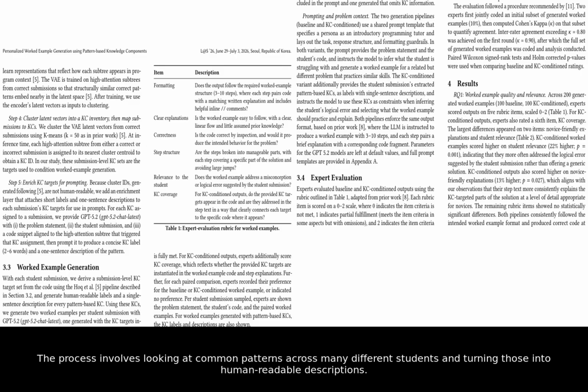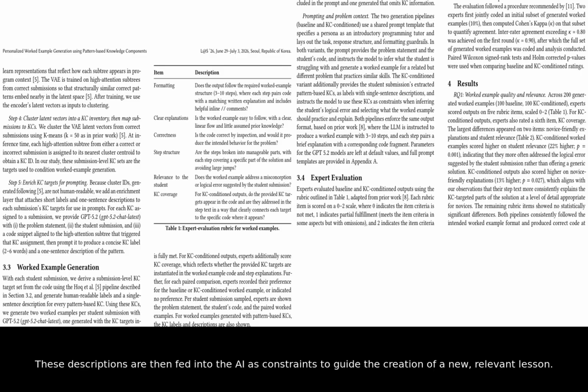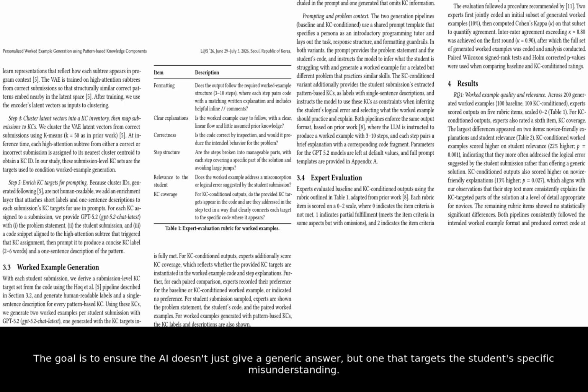The process involves looking at common patterns across many different students and turning those into human-readable descriptions. These descriptions are then fed into the AI as constraints to guide the creation of a new, relevant lesson. The goal is to ensure the AI doesn't just give a generic answer, but one that targets the student's specific misunderstanding. In this study, experts compared these personalized AI lessons against standard AI-generated ones to see which was more effective.